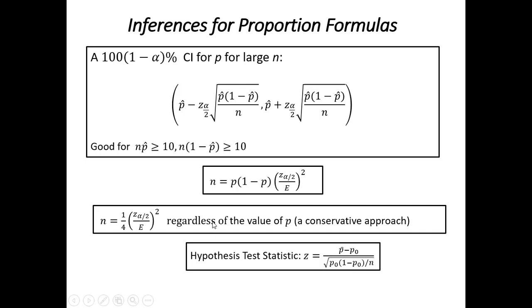And finally, we have the hypothesis test statistic. We're doing hypothesis tests for proportions. You can see we get a z. p hat minus p0. p hat is the sample proportion. The p0 is the hypothesized proportion.